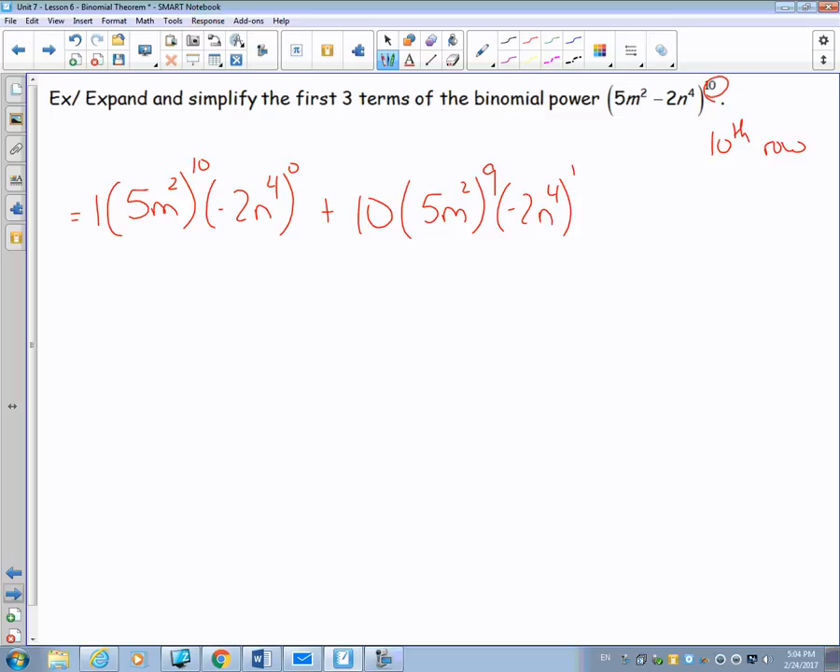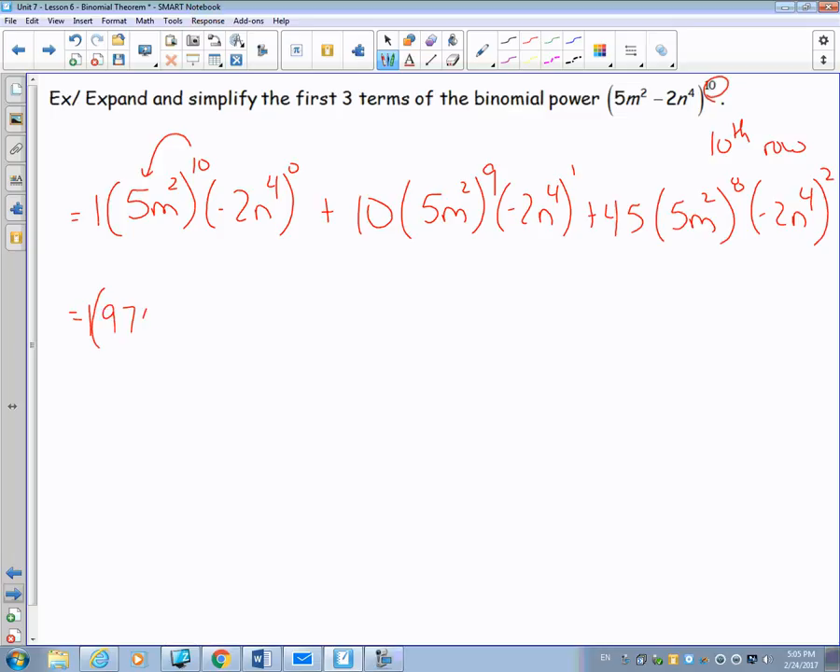And here's where you need your Pascal's triangle. The number from the 10th row, third term is 45. 5m squared go down 1, negative 2 and 4 go up 1. Yeah, parts and pieces. Let's evaluate. Oh, this is going to get messy. 5 to the 10. That's a big number.